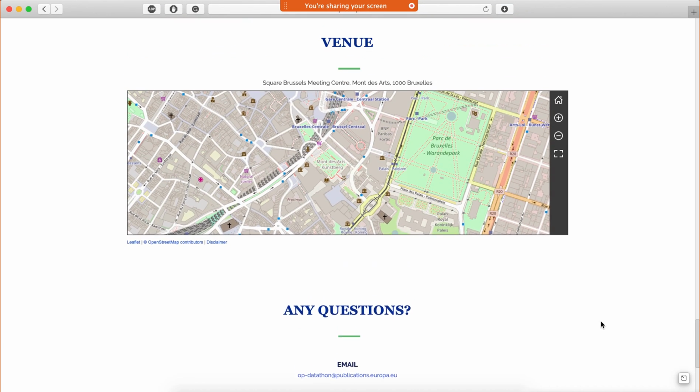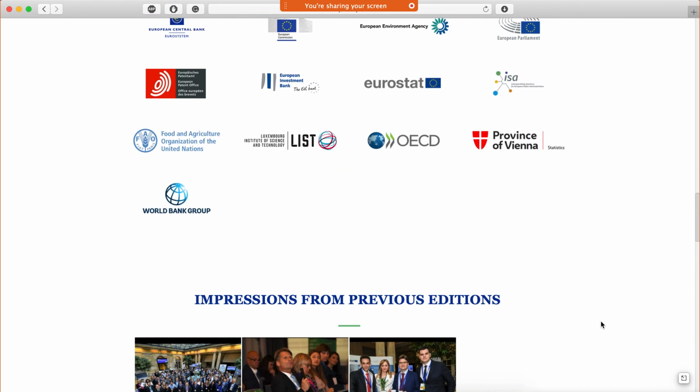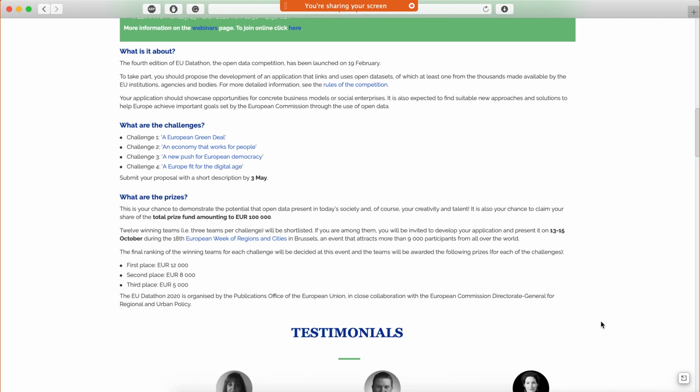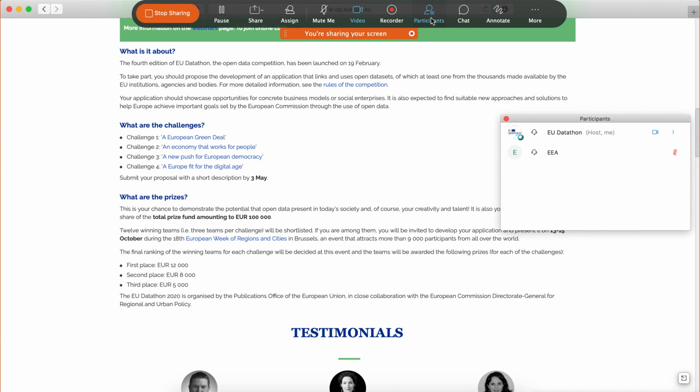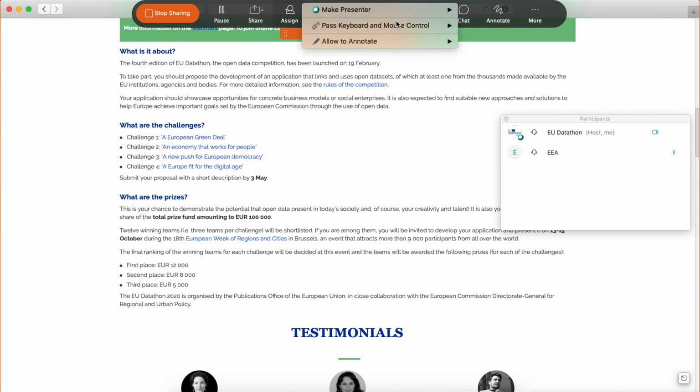To start, we want to welcome the European Environment Agency, which is going to present their data, more concretely for Challenge 1, the European Green Deal. So I will give them the floor.